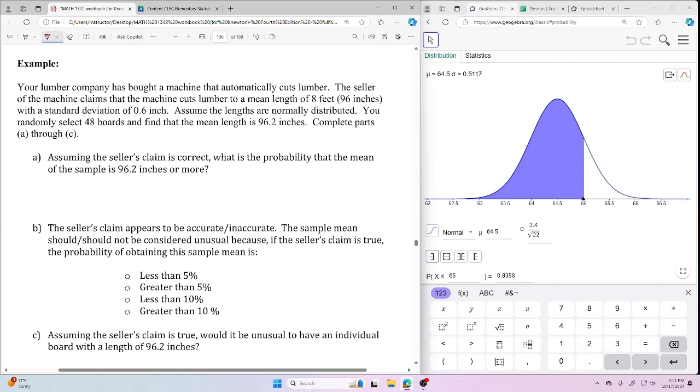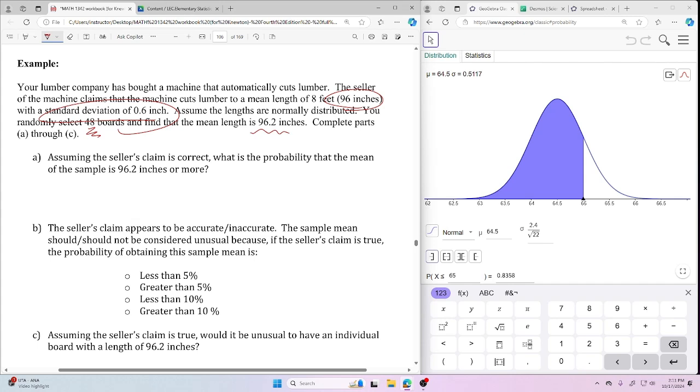Your lumber company has bought a new machine that cuts things automatically, and they're looking for things that cut at 96 inches, so 8 feet, standard deviation of 0.6. So they run 48 boards through it, and they find this mean, and they say, is it broken? So we're looking to see an average of straight up 96. I didn't get that. I got 96.2. That's only off by like this much, right?